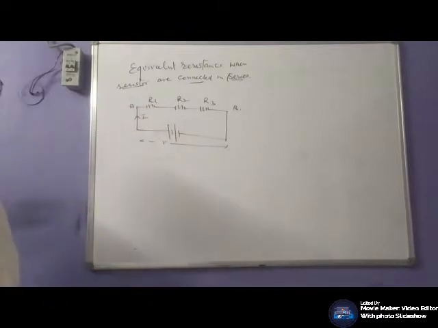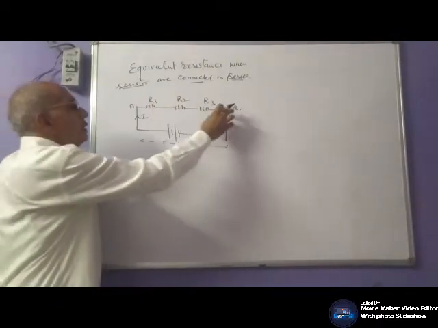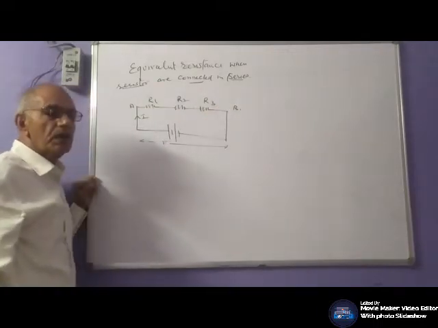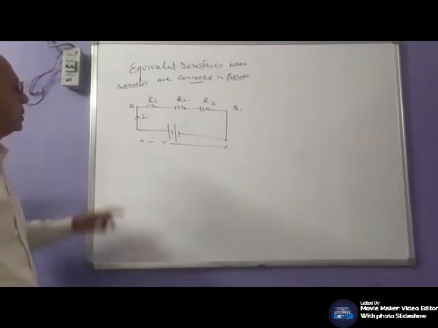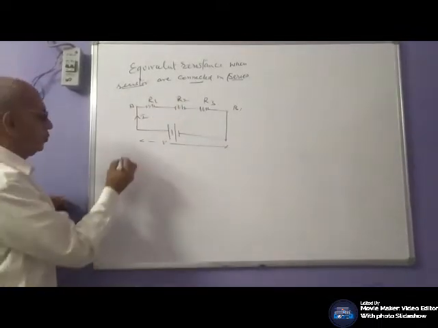As we have done for capacitors, again the same thing. A single path for current to flow between two points. Then what? Resistors are said to be connected in series.